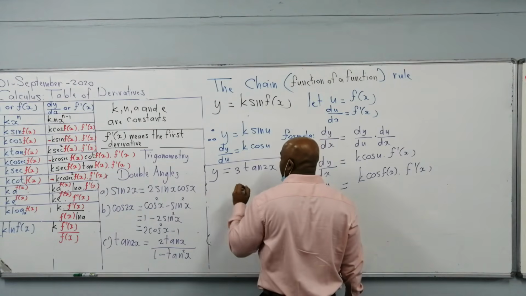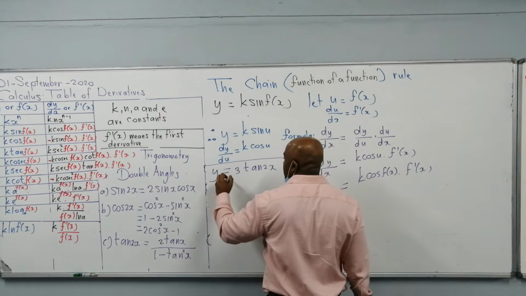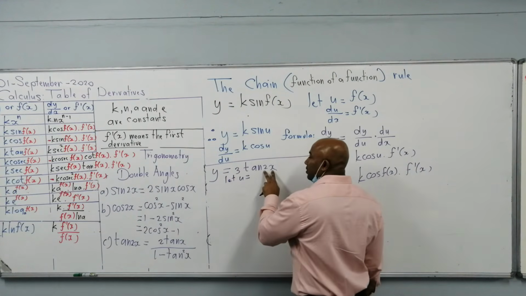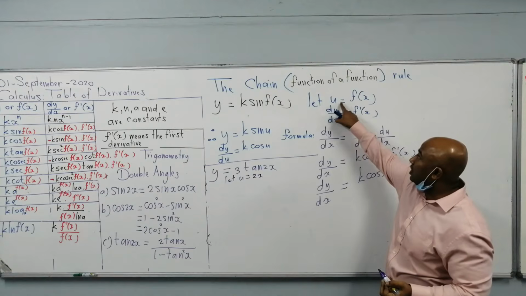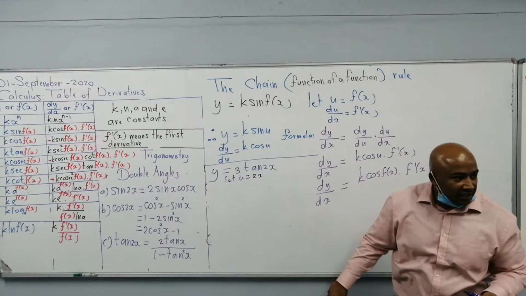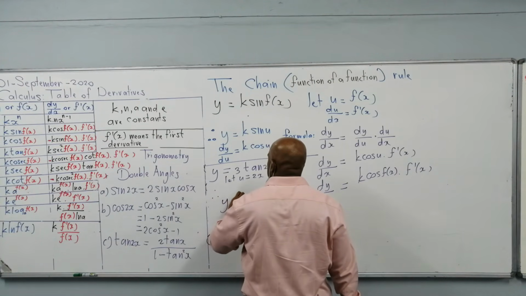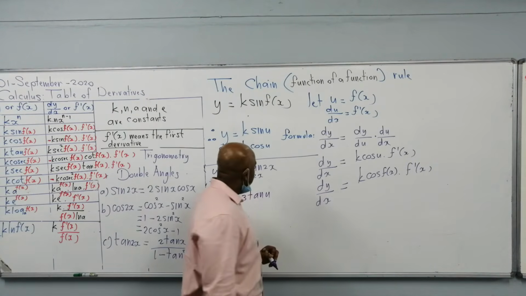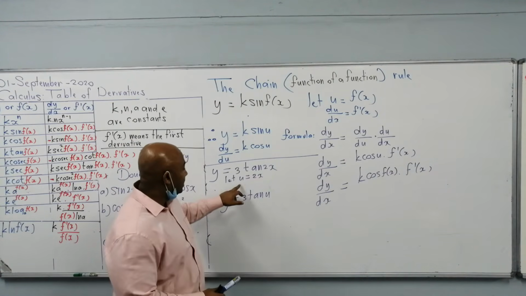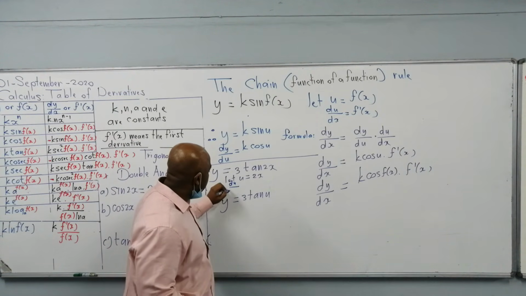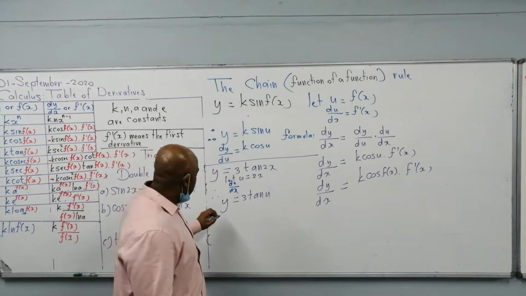Okay, so now what I can do here is, my f of x part, I will let it equal to u. So here I can state let u equal to 2x, which is f of x. So always let u equal to f of x from any formula here. So therefore y is equal to 3 tan u. Can you see that? I'm replacing 2x with u. Now here I will find du over dx, and here I will find dy over du because it's y with respect to u.